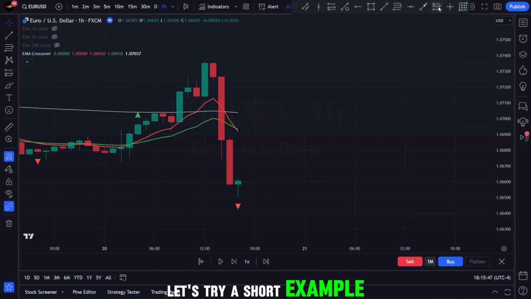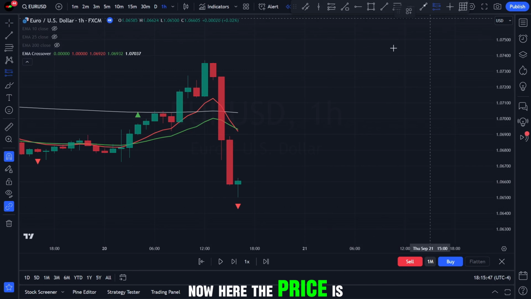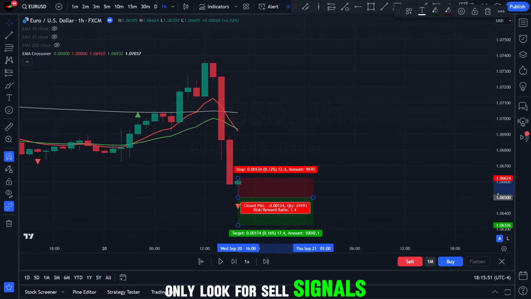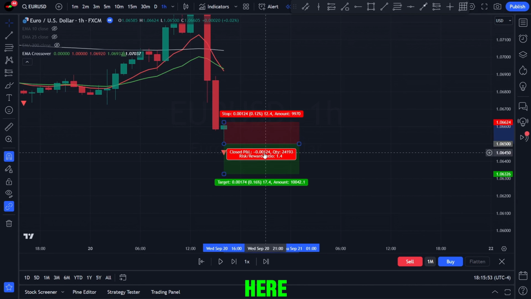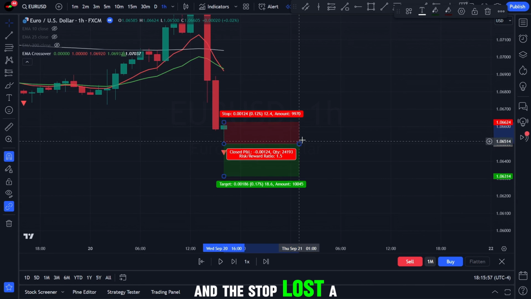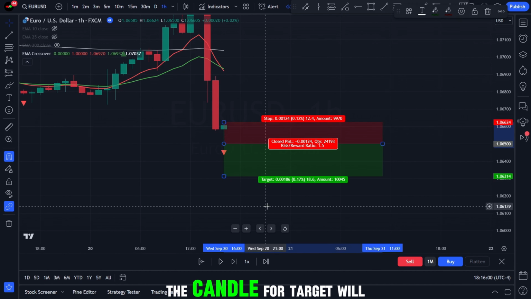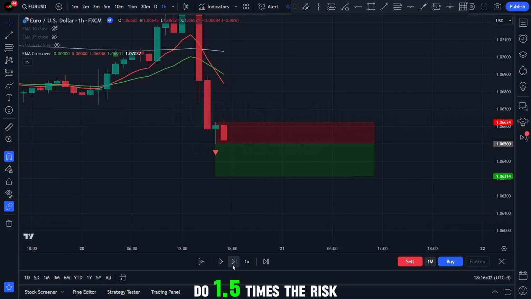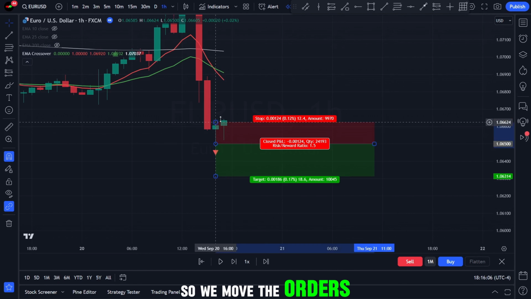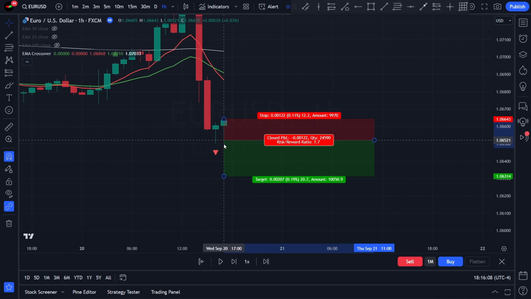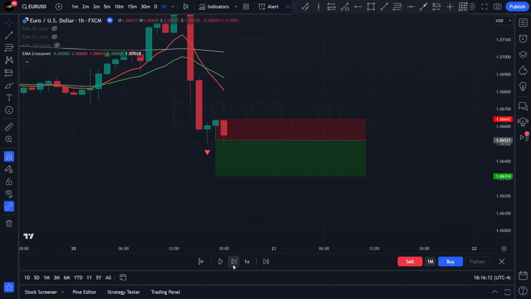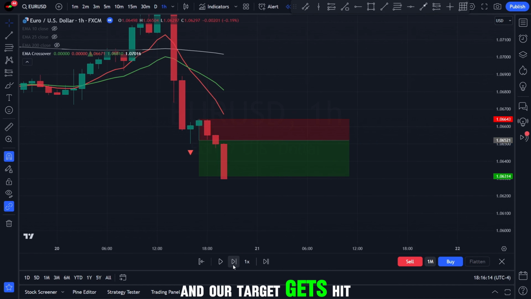Let's try a short example now. Here, the price is below the 200 EMA, so we know we will only look for sell signals. We get a sell signal here. We will place the sell order a couple of pips below, and the stop loss a couple of pips above the candle. For target, we'll do 1.5 times the risk again. We do not get a trigger, so we move the orders to the next candle. And our target gets hit.